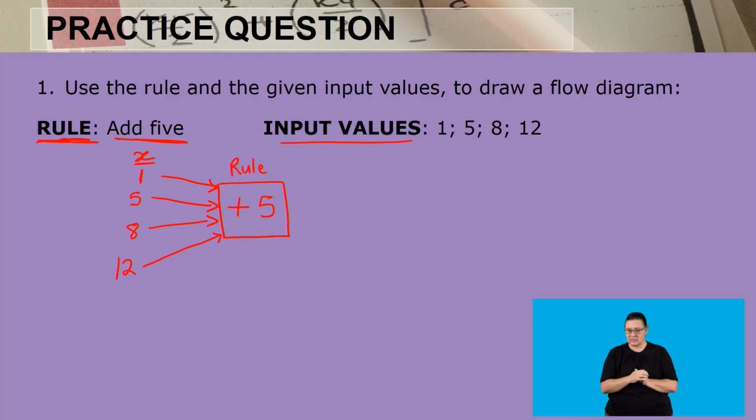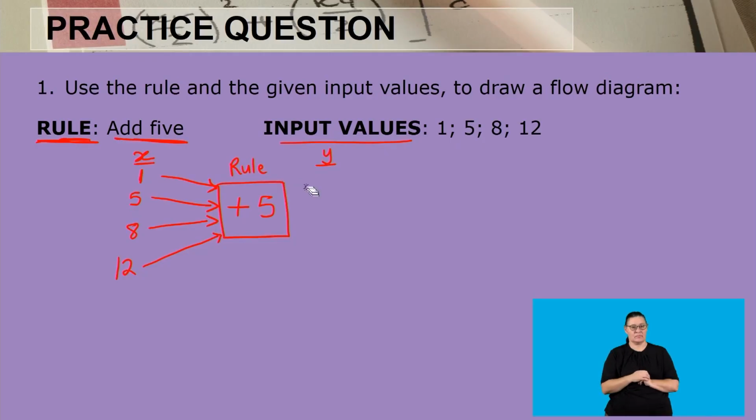Now, do you remember what the answer is called? Yes, it is the output values. These are the output values in our rules or in our equations. So we are going to use a y to represent these output values. And how many output values are we going to have? Well, since we have 4 input values, that means that we are going to have 4 output values. So let us use this rule and come up with those output values, or find those output values.